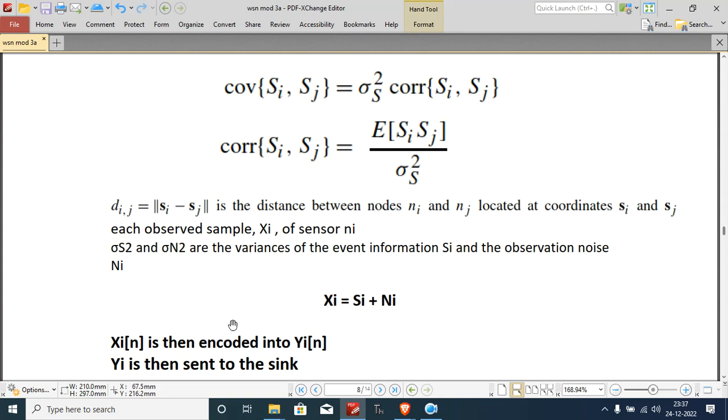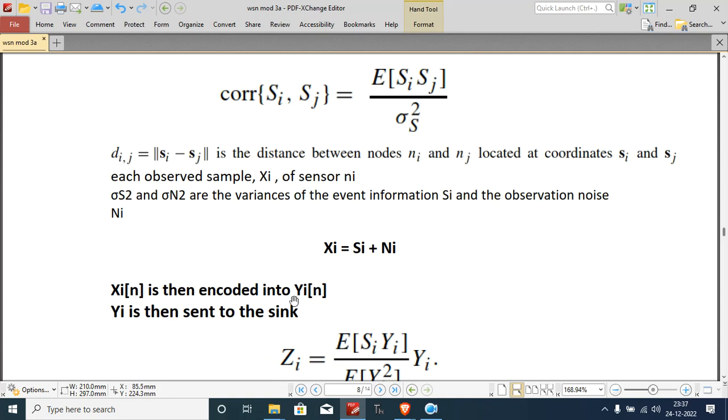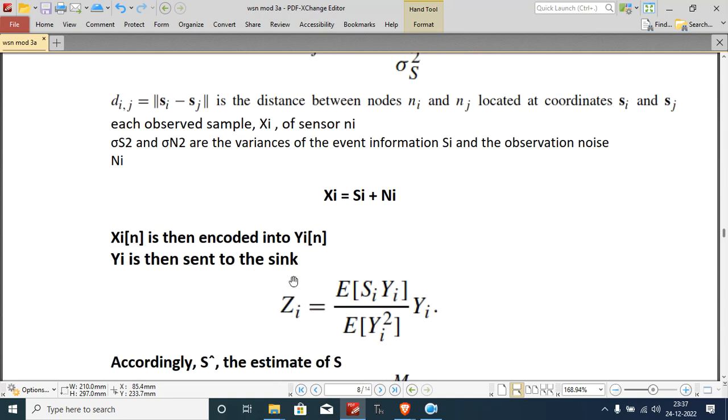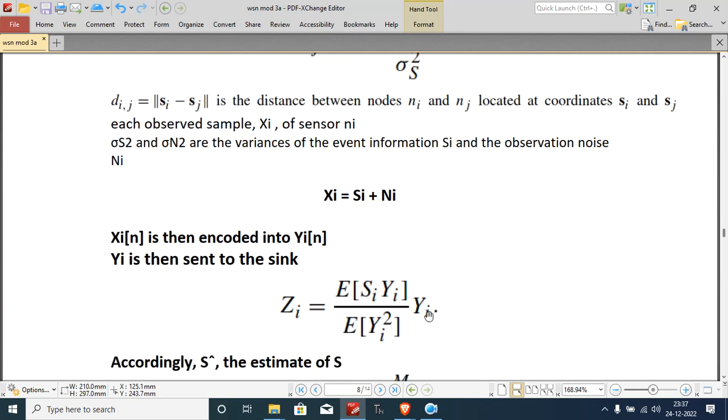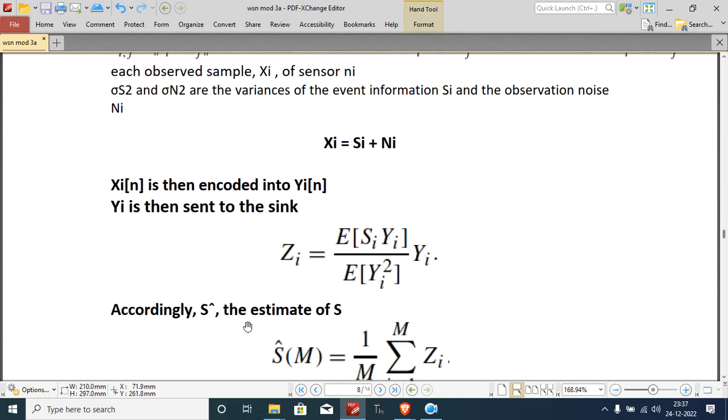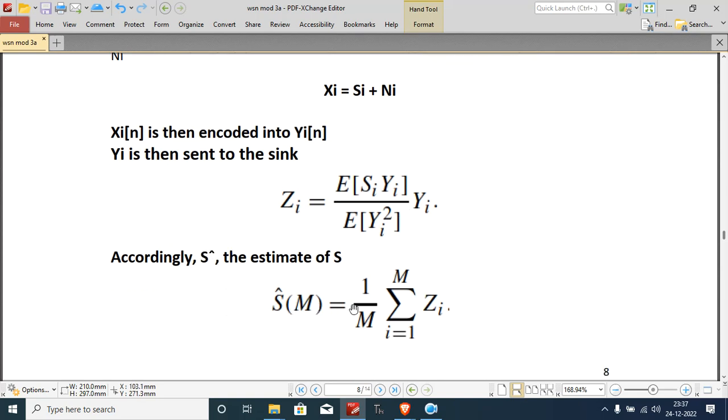observed version. So this is in turn encoded as Y, and Yi is sent to the sink, and at the sink it will be read as Zi, in turn equal to the following. So here we repeat the same expression, but the only change is that Sj is replaced by yi and multiplied with yi. Accordingly, the estimate of S is given as the mean.